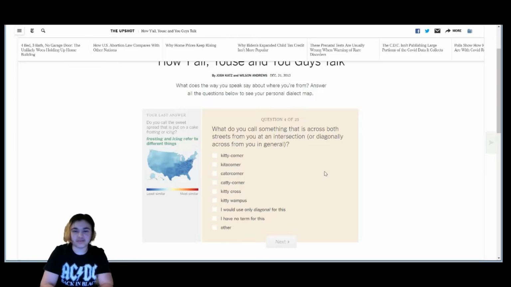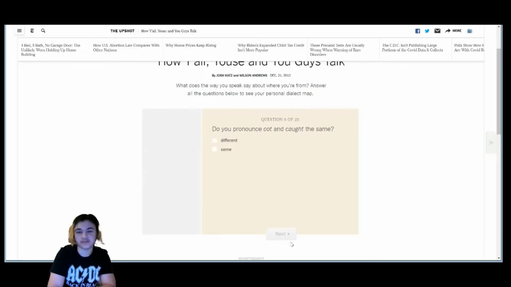What do you call something that is across both streets from you at an intersection or diagonally across from you in general? Well, at an intersection it's kitty-cornered. It's kitty-cornered to you. You could call it diagonal, but I would say kitty-corner for this question, which places me in the northern states, which is correct. You say caught and caught the same. I think that's the same.